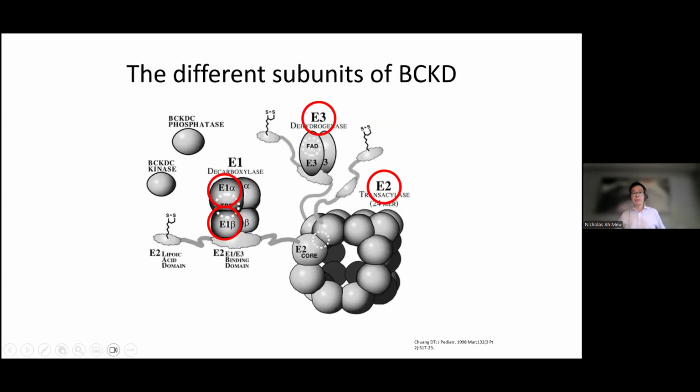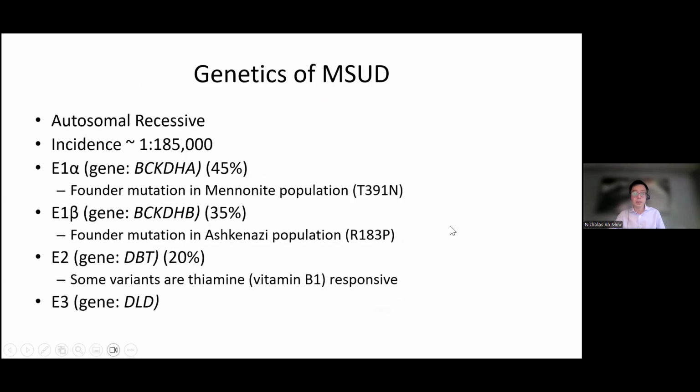The BCKD enzyme complex has different subunits, including E1 alpha, E1 beta, E2, and E3. And so obviously deficiencies of any one of these can result in MSUD. This is strictly an autosomal recessive disorder in all of its forms, with an incidence of about 1 in 185,000. I don't know if I discussed it later, but just to point out that this E3 component is also shared with some other enzyme complexes, and as a result, that particular disorder is quite different than the typical patient who has MSUD. Most patients who have classical or typical MSUD will have variants in E1 alpha, beta, or E2 genes.